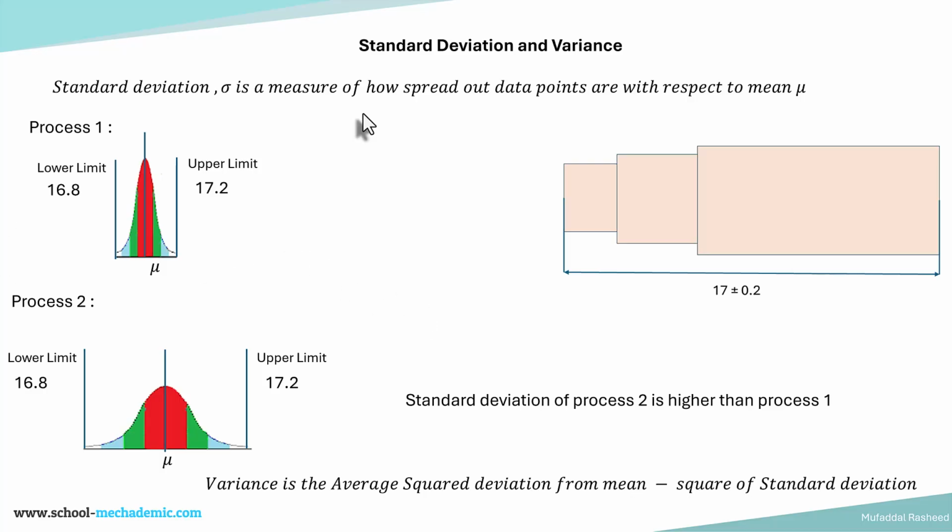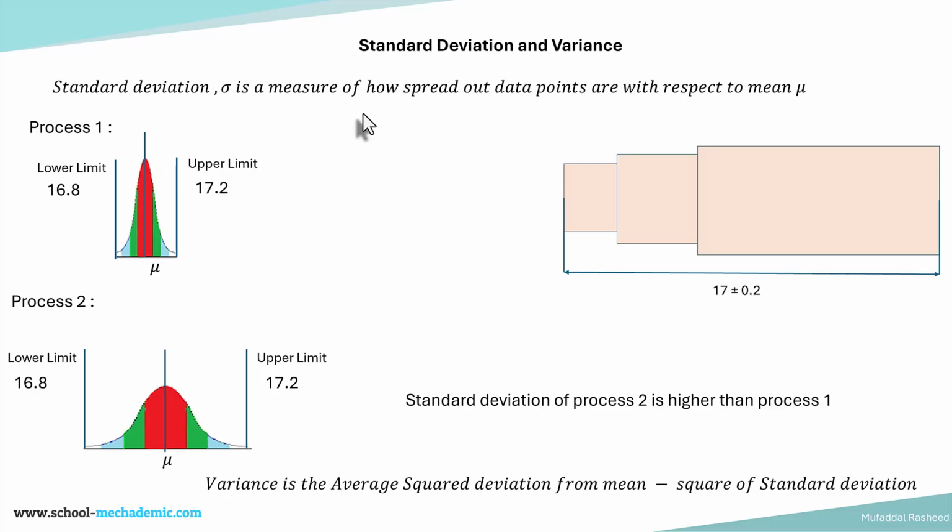Variance is another important term which is used to define the spread of data. Variance is the average squared deviation from the mean, which is statistically calculated, and variance is generally the square of the standard deviation. So whatever the standard deviation of a process, the square of that standard deviation is equal to the variance. Variance can be calculated by taking the squared deviation from the mean and averaging out that squared deviation if we have a data set.